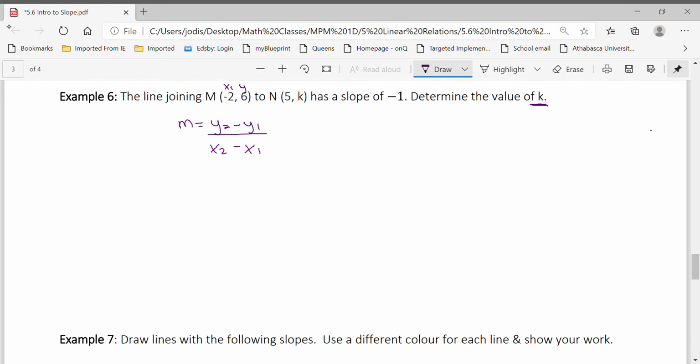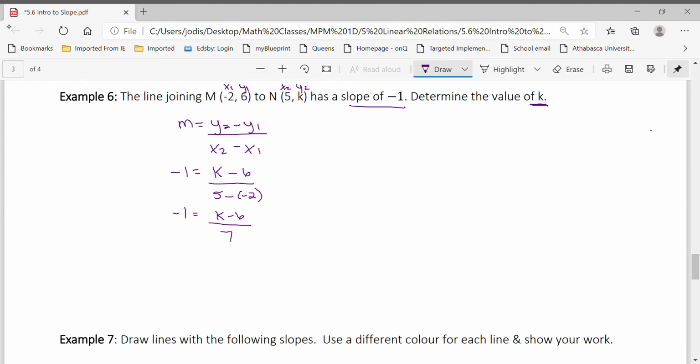I'm going to label my coordinates up here just to be safe. And I know my slope is negative 1. So m is negative 1, y2 is k, y1 is 6, x2 is 5, minus x1 is negative 2. So negative 1 equals k minus 6, and then we can simplify on the bottom here. We've got 5 minus negative 2, so 5 plus 2 is 7.